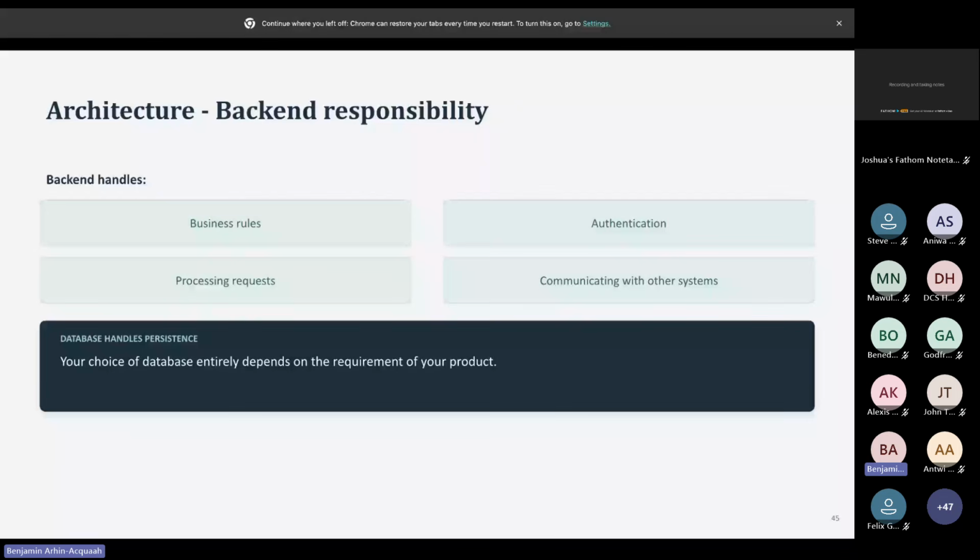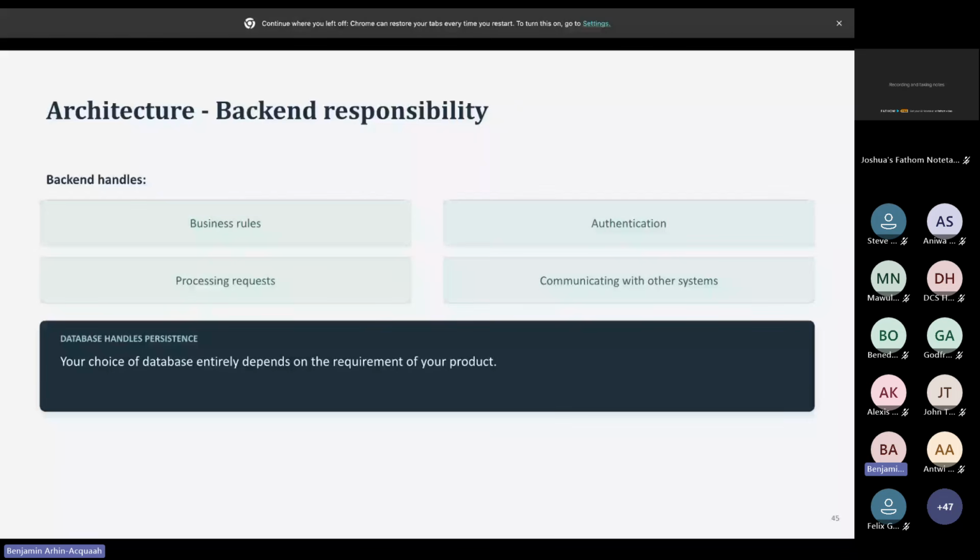And the backend, on the other hand, handles business rules, authentication, processing requests, and communicating with other systems. So what we mean by business rules is essentially your functional requirements, right? Your backend will handle a huge chunk of your functional requirements.